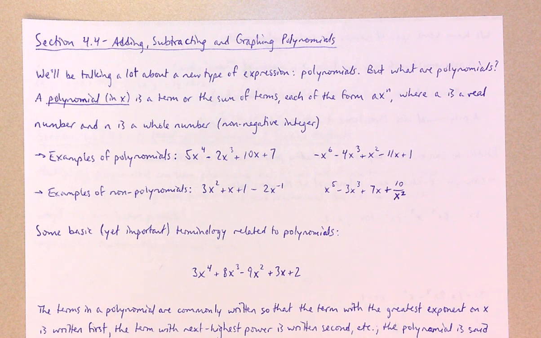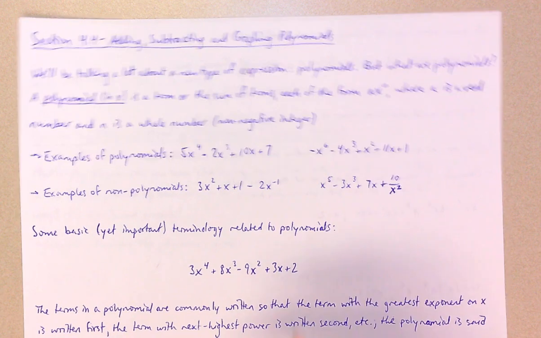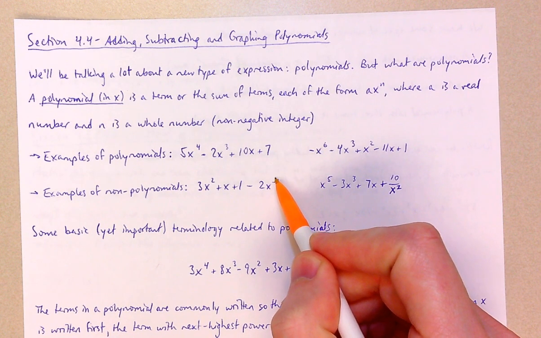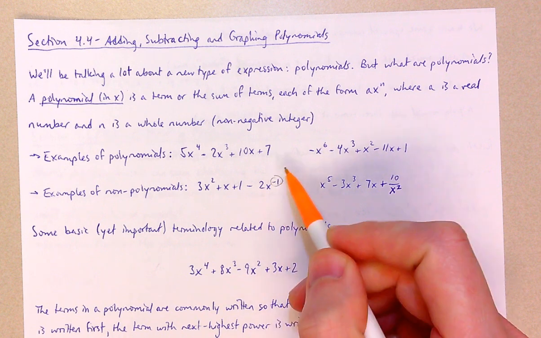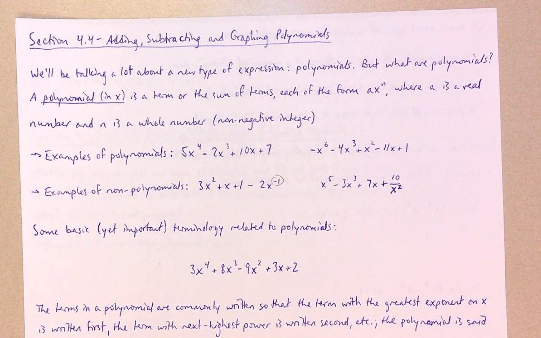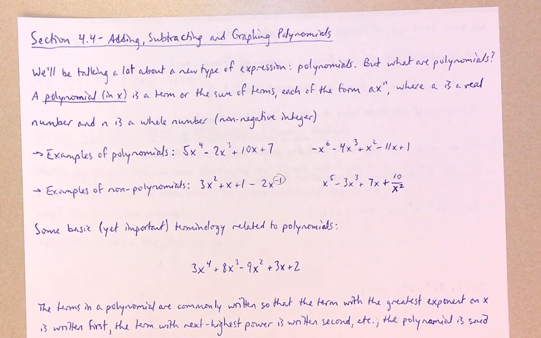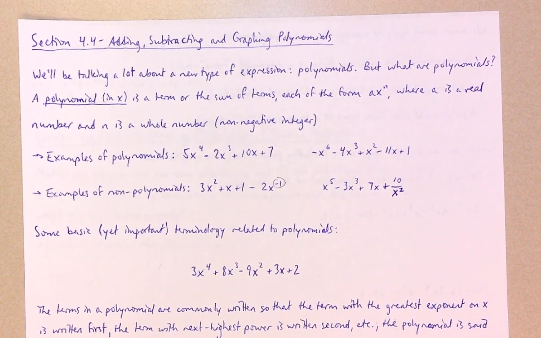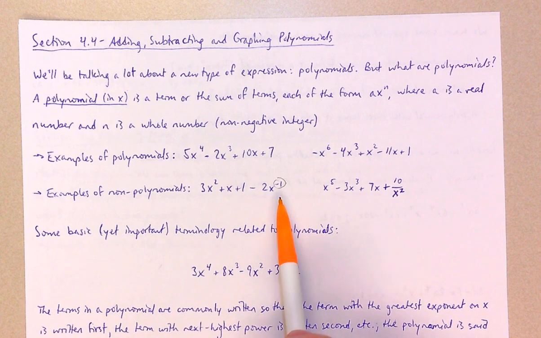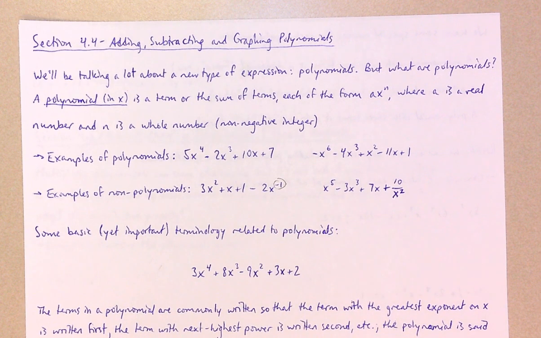Some examples of things that are not polynomials. 3x squared plus x plus 1 minus 2 times x raised to the power of negative 1. This is not a polynomial because of this exponent right here. We can't have an exponent that is less than 0 inside of a polynomial. So that right there makes this not a polynomial.